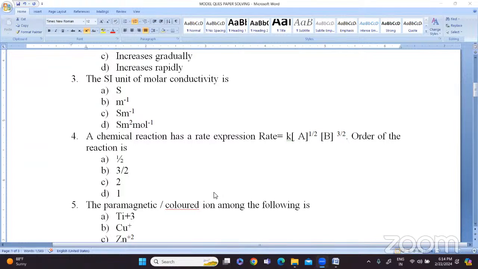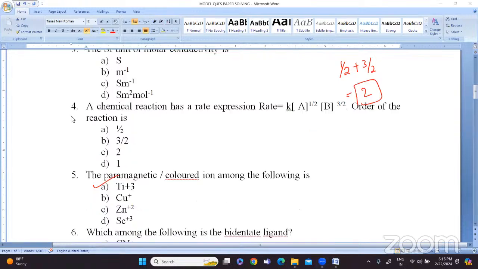Yes, the chemical reaction has a rate expression. So how do you calculate the order? Add the exponents, that is 1 by 2 plus 3 by 2. You get 2. What is it? It is 2. So option number C. Whoever have answered it as C, Dhanush, Apurva, Vedvati, yes, your answers are right. Good. Okay, moving forward. Next question.